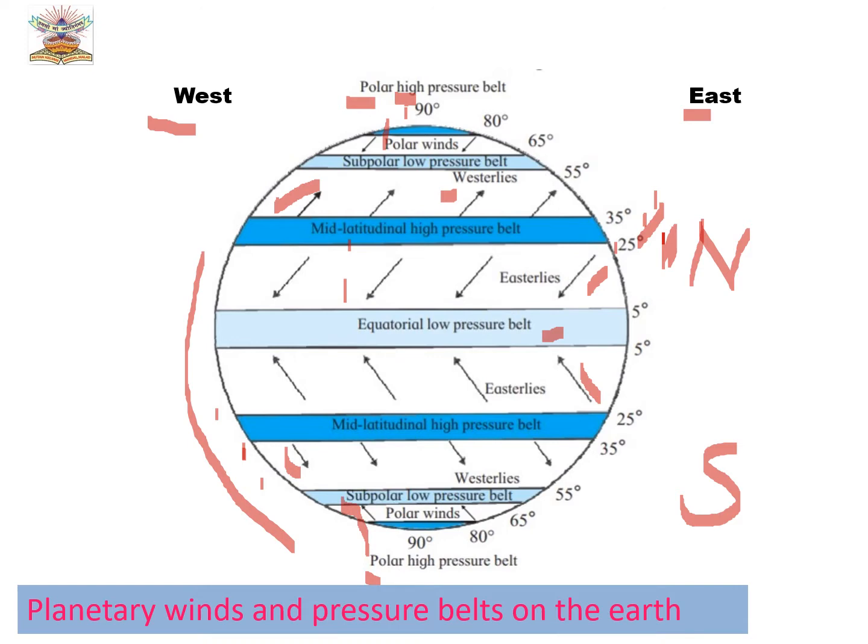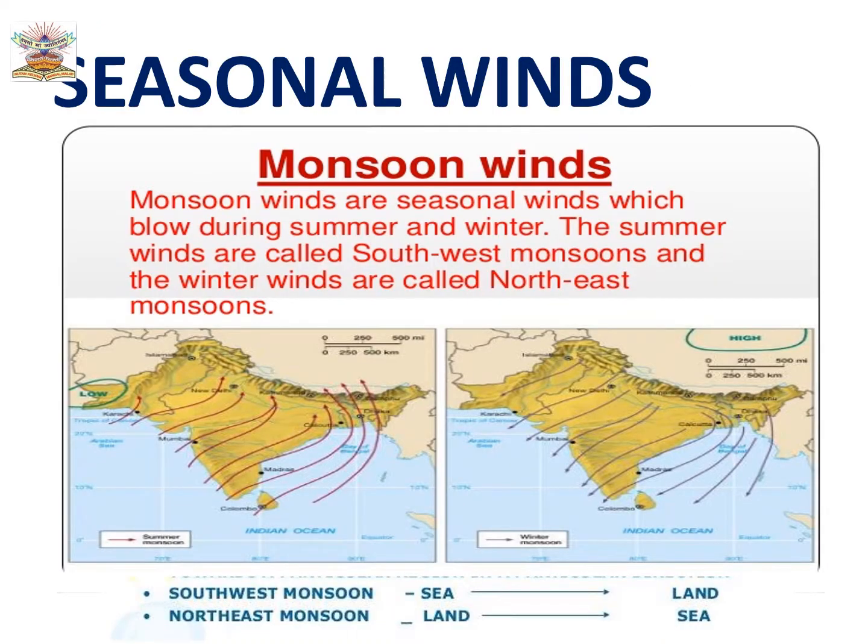You all already have learned that the wind blows from high pressure to low pressure. And these winds blow from the east to the west. They are called polar winds. Now we will see about the seasonal winds.